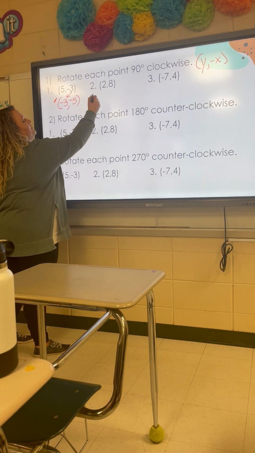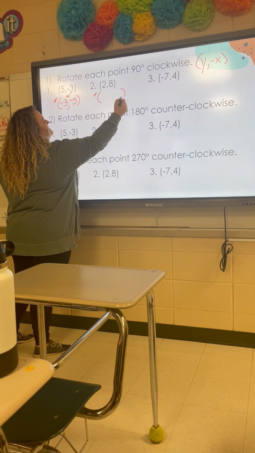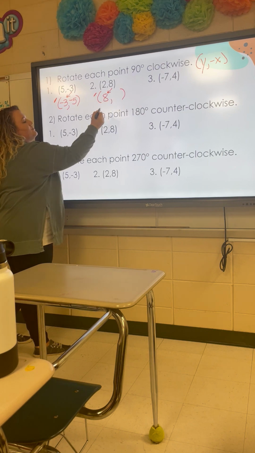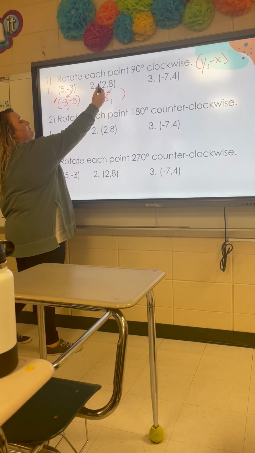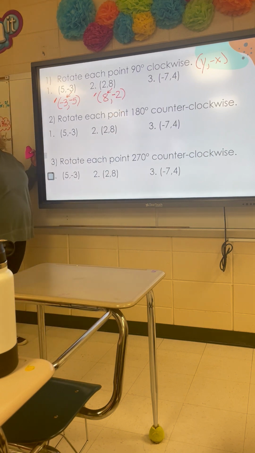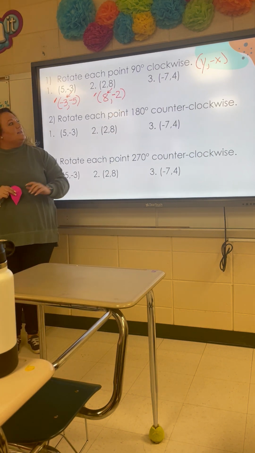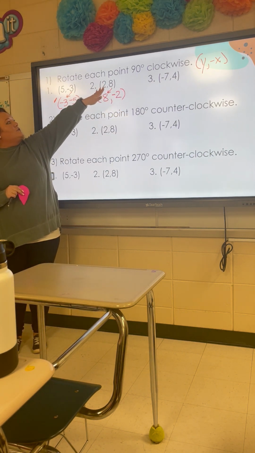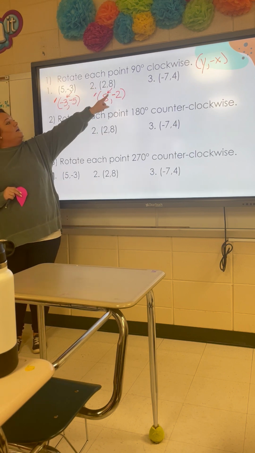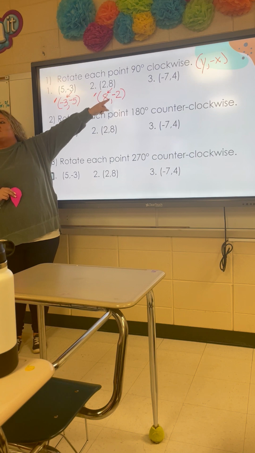Number 2, we're gonna do the same thing again. We're gonna take that y value and move it first. So 8 moves into the first position. And the value 2 is gonna turn to its opposite, negative 2, and come second. So the new location after a 90-degree clockwise turn from 2, 8 would be 8, negative 2. Notice it went from quadrant 1 to 8, negative 2. What quadrant would that be? 4.